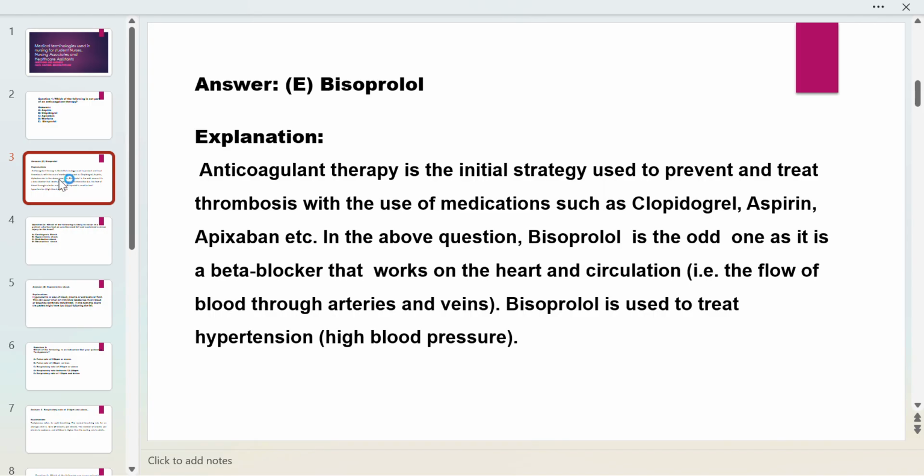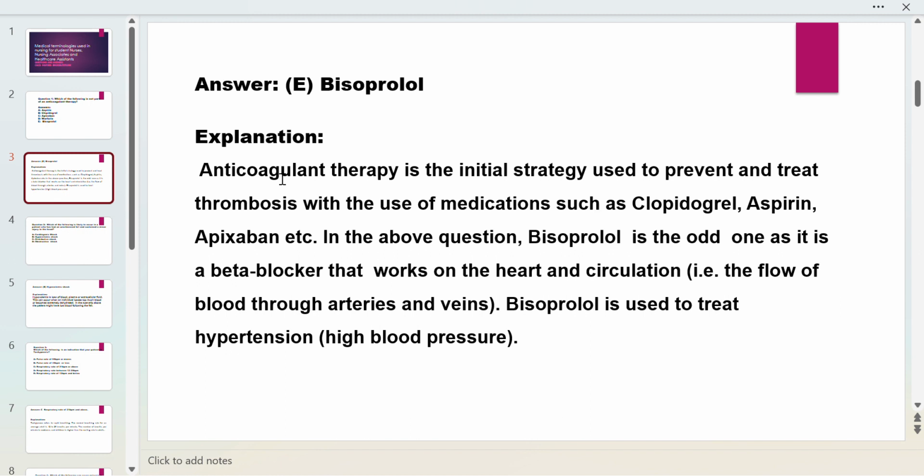The explanation says anticoagulant therapy is the initial strategy used to prevent and treat thrombosis with the use of medications such as clopidogrel, aspirin, apixaban, and so on. In the above question, bisoprolol is the odd one out. It is a beta blocker that works on the heart circulation, i.e., blood flow through arteries and veins. Bisoprolol is used to treat hypertension or high blood pressure.